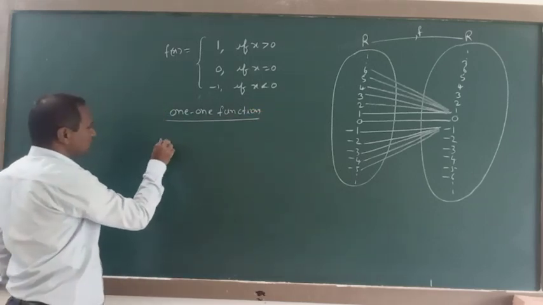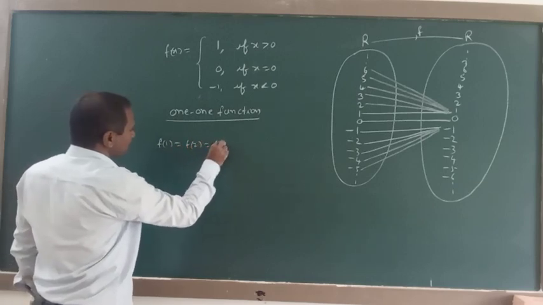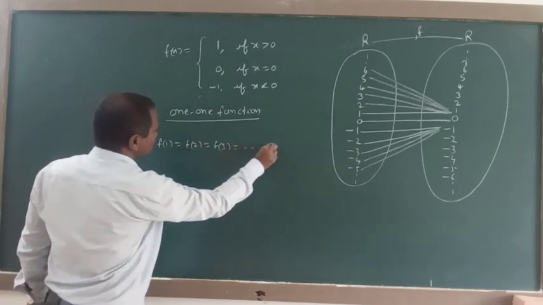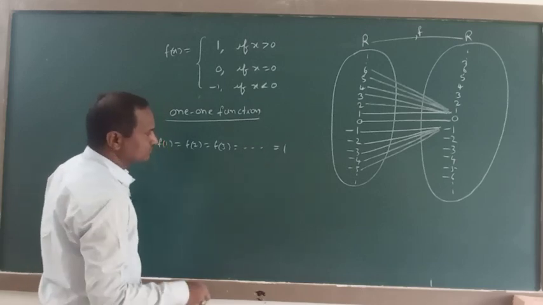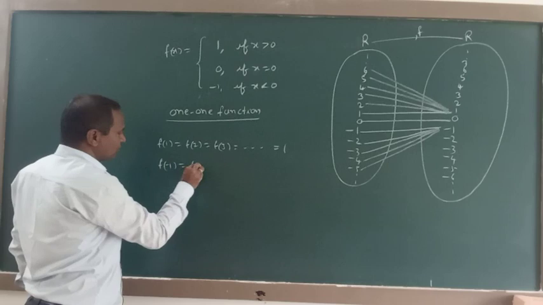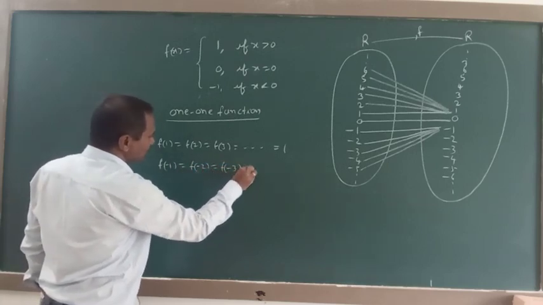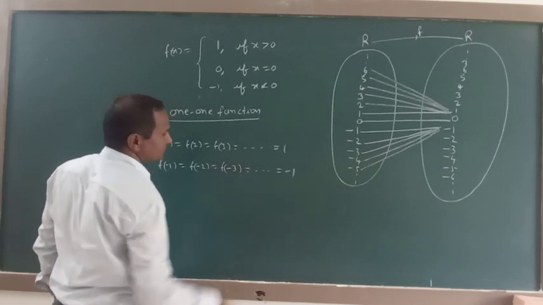f of 1 is equal to f of 2 is equal to f of 3 and so on, is equal to plus 1. Or f of minus 1 is equal to f of minus 2 is equal to f of minus 3, and so on, is equal to minus 1.